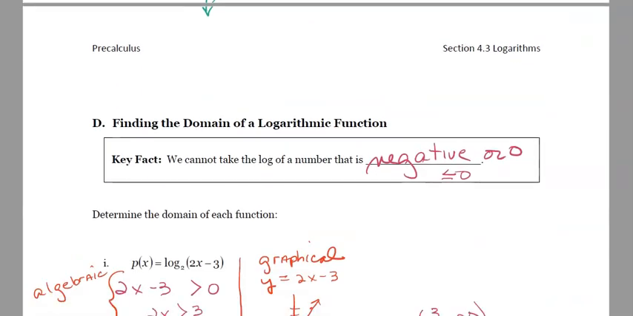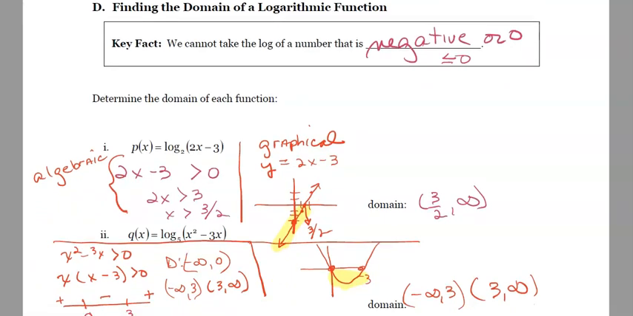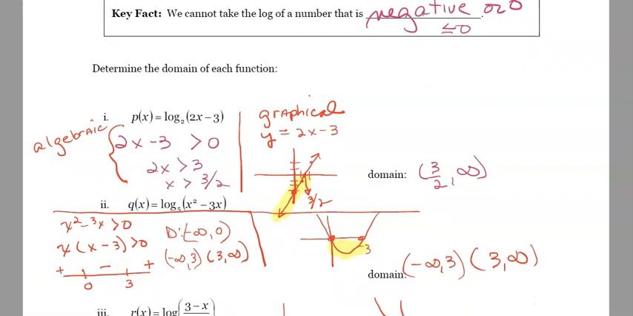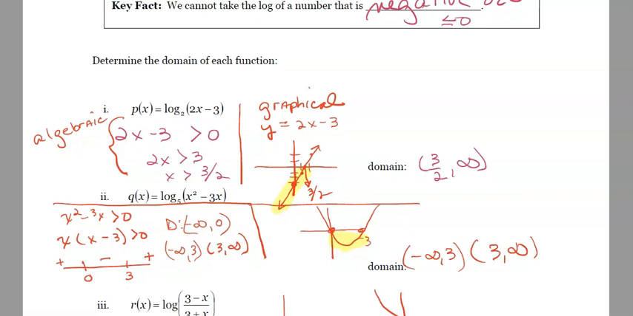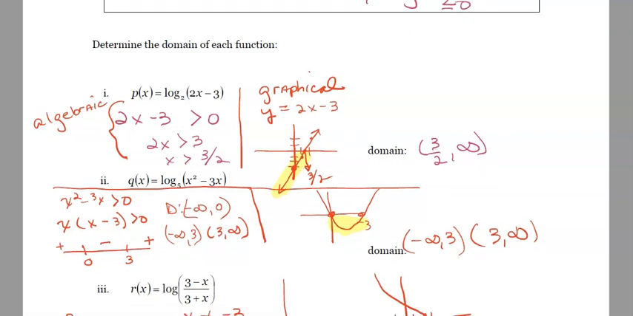Okay, so if you want to find the domain of a logarithmic function, number one thing, you cannot take the log of a negative or a 0, and that's based on the graphs we just talked about. Okay, so how are you going to determine the domain of each of these logarithmic functions? There are two ways, and I would say you're going to find the graphical method easier, but we'll do both.